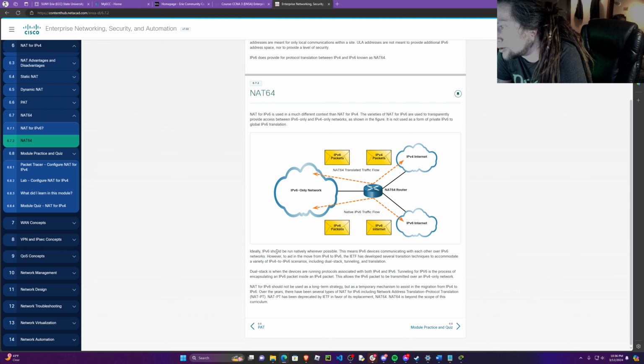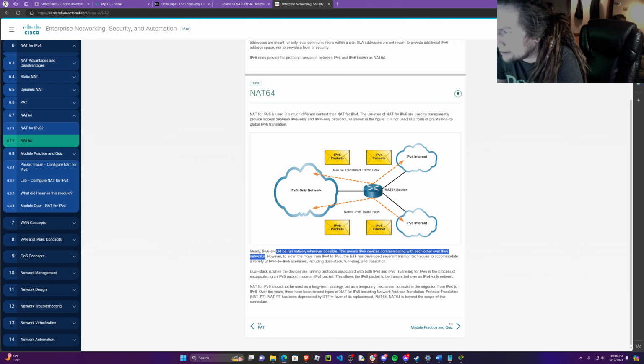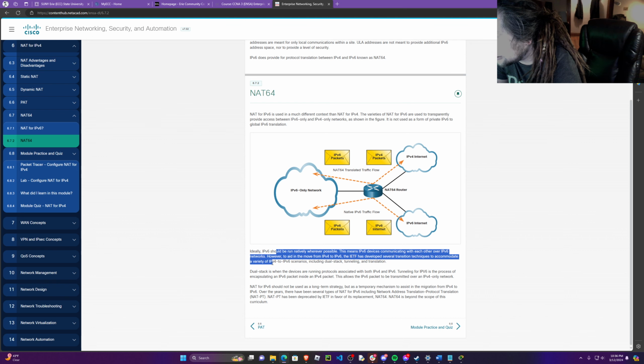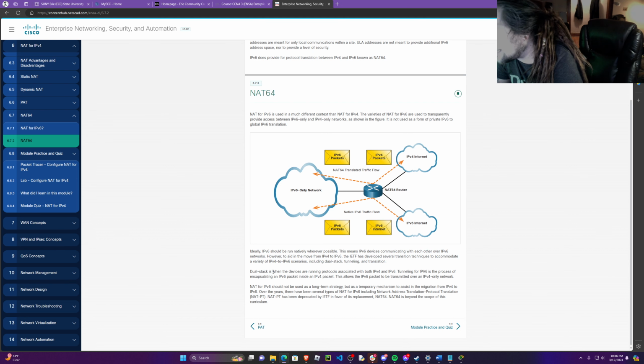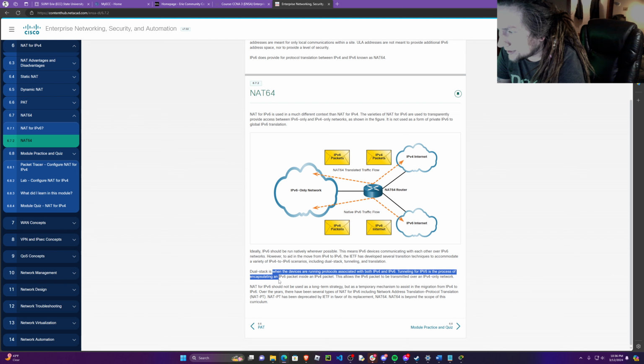Ideally, IPv6 should be run natively wherever possible. This means devices communicating with each other over IPv6 networks. However, to aid in the move from IPv4 to IPv6, the IETF has developed several transition techniques to accommodate a variety of scenarios, including dual stack, tunneling, and translation. Dual stack is when the devices are running protocols associated with both IPv4 and IPv6. Tunneling for IPv6 is the process of encapsulating an IPv6 packet inside an IPv4 packet. This allows the packet to be transmitted over the IPv4 only network.